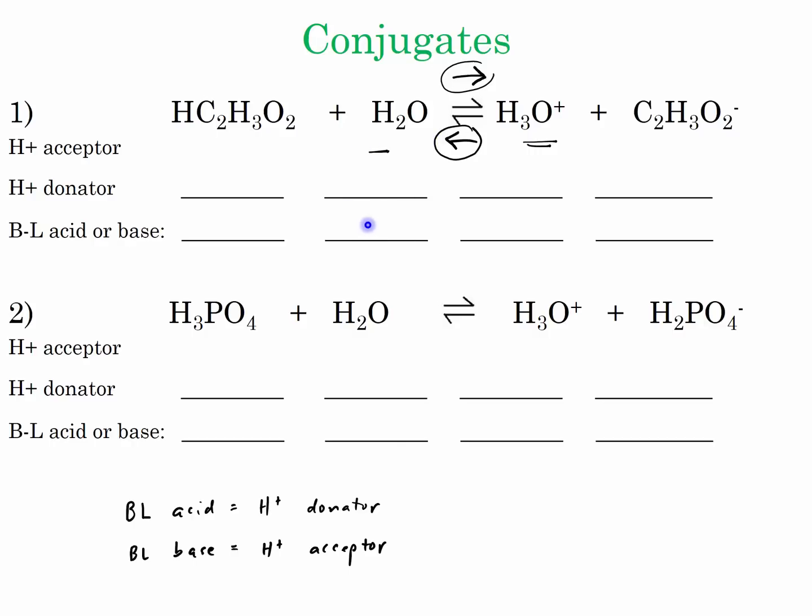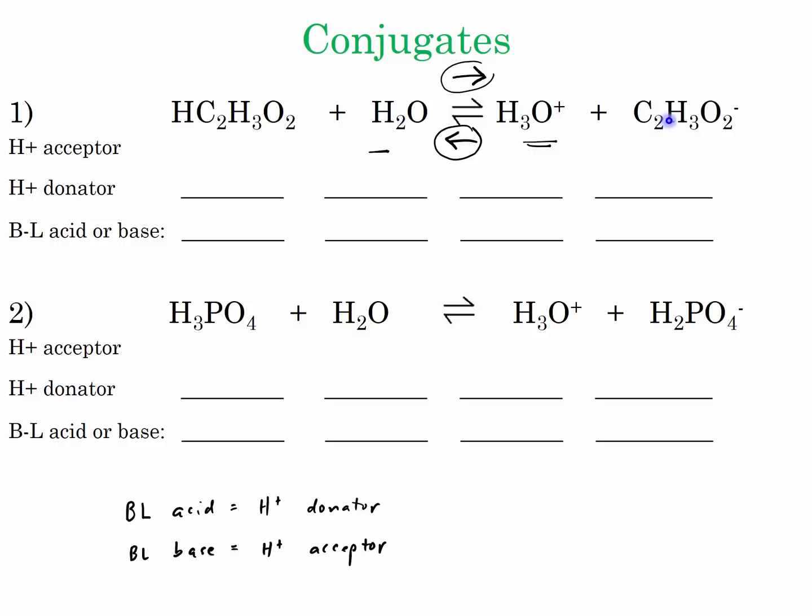Well, we see that the acetic acid molecule donated a proton. Who did it donate it to? The acetic acid molecule donated its proton to water. So when we look at this reaction going left to right, we see that the acetic acid molecule is the Bronsted-Lowry acid, because it donated its proton to this.